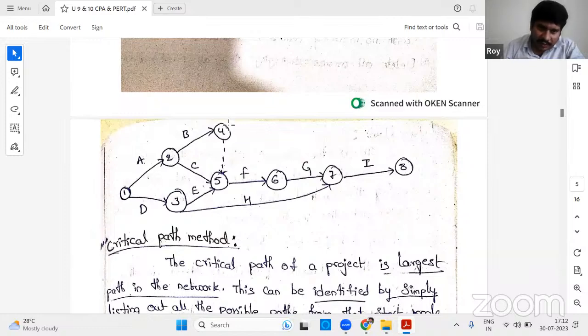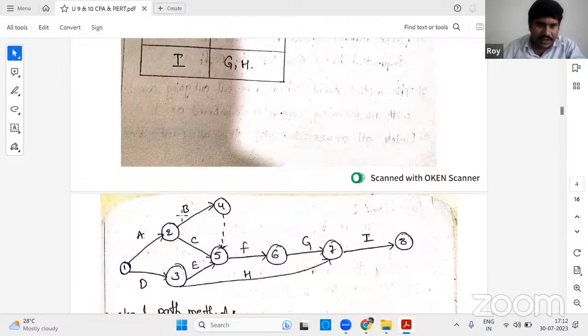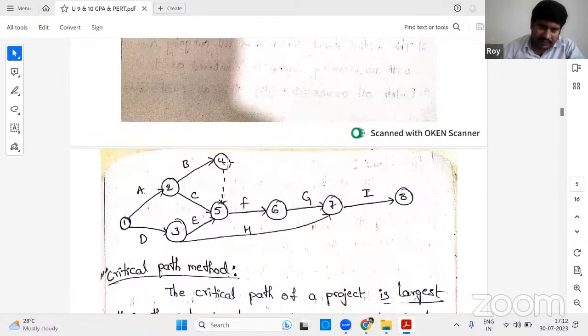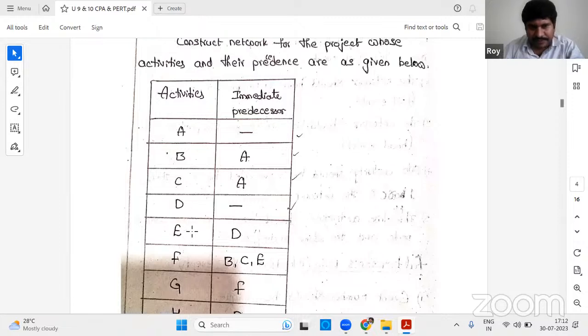From A, I will write one thing. I am writing it as 4. Next, another A is there. For C, A is the predecessor. From A, again, C came. 4, 5 is done. Is it clear till there? Yes, sir. Now, I will come to this point, E.